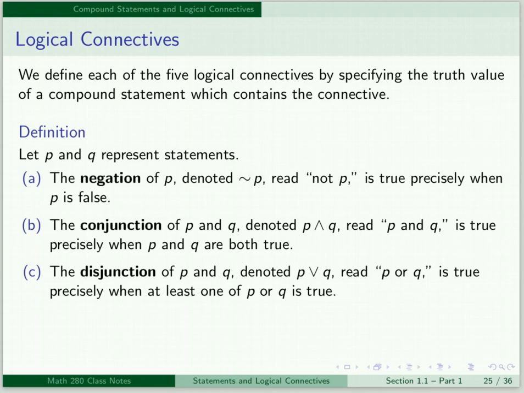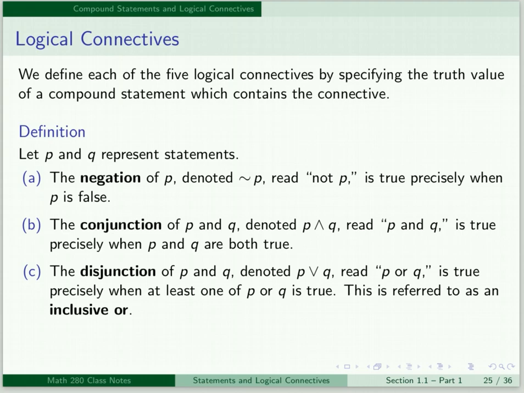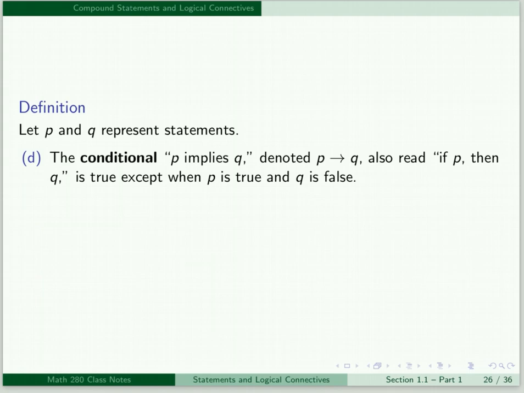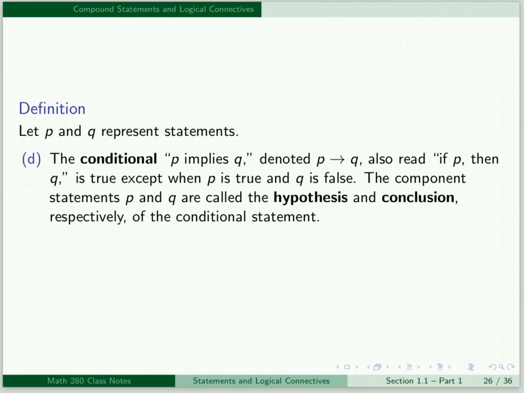Third, the disjunction of P and Q, which is denoted P with a V symbol Q, which is read P or Q, is true precisely when at least one of P or Q is true. This is referred to as an inclusive OR. Fourth, the conditional P implies Q, which is denoted using a right-pointing arrow, which is also read if P then Q. This is true except when P is true and Q is false. The component statements P and Q are called the hypothesis and conclusion, respectively, of the conditional statement.